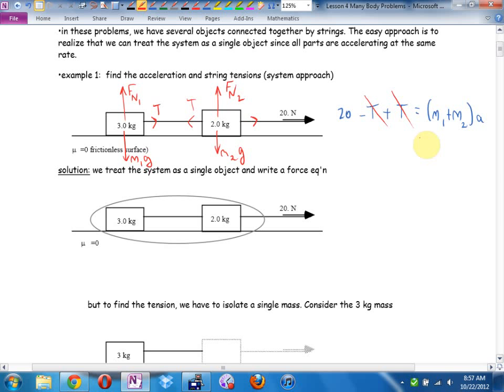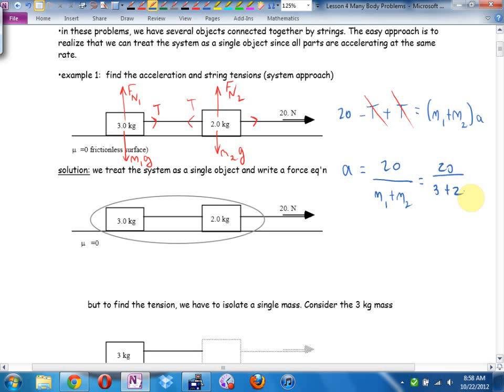Divide by both masses. I think my final equation is going to look like this. The acceleration is going to be 20 divided by mass 1 plus mass 2. Don't get out your calculators. We can do this in our heads because it's going to be 3 plus 2.